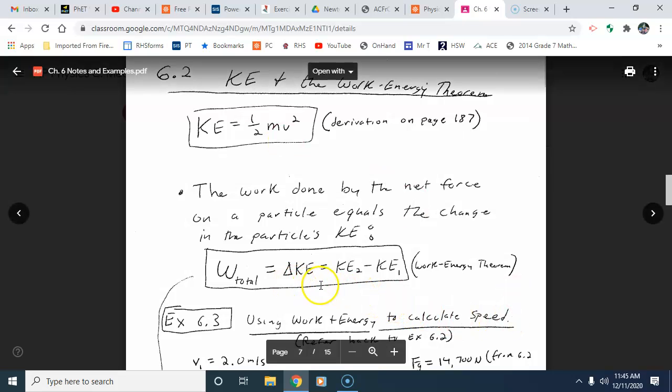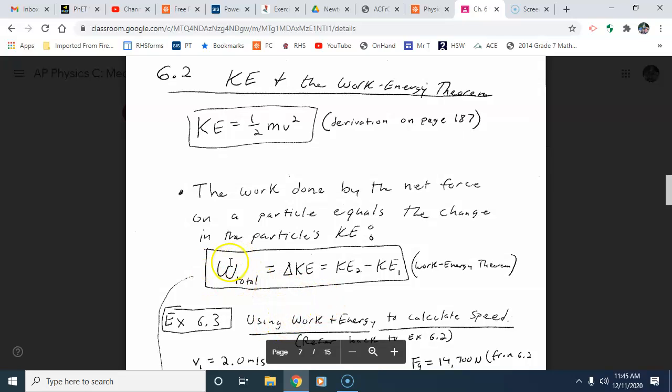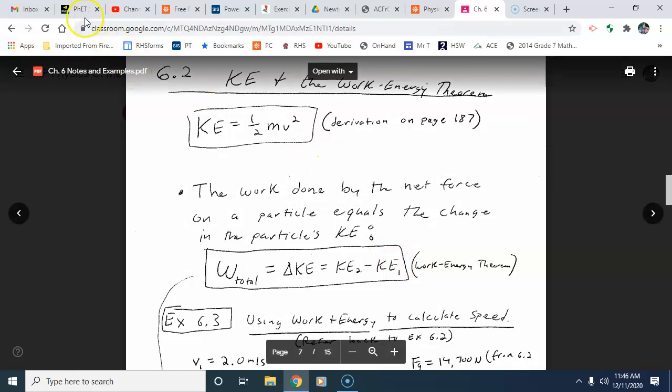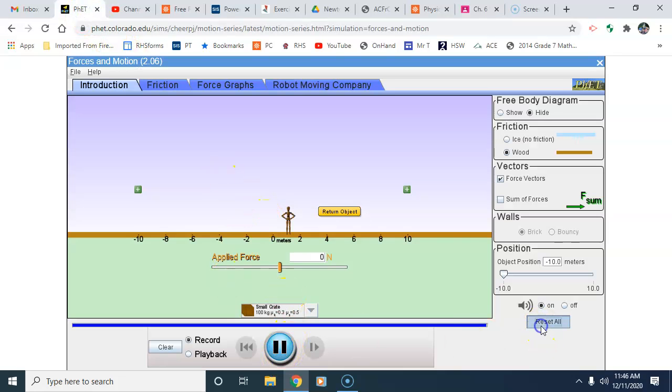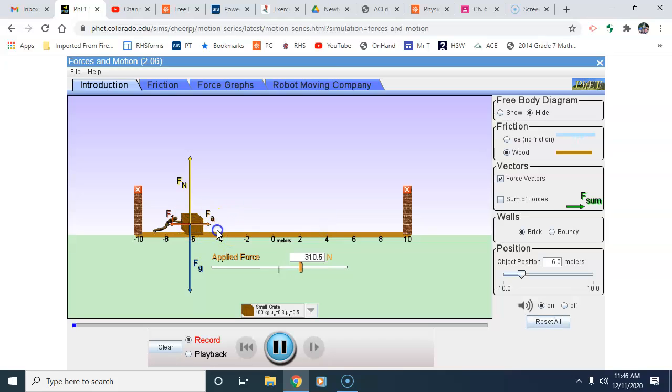And the work-energy theorem simply states that the total work done on the object is equal to the delta KE, or change in kinetic energy: final minus initial, or later minus the earlier one. My later one, KE2, would be the kinetic energy once I got it up to 10 meters per second. And kinetic energy 1, for my example with the simulation, was at rest, so that's 0. So that must mean the total work I must do on it is 5,000 joules using those numbers.